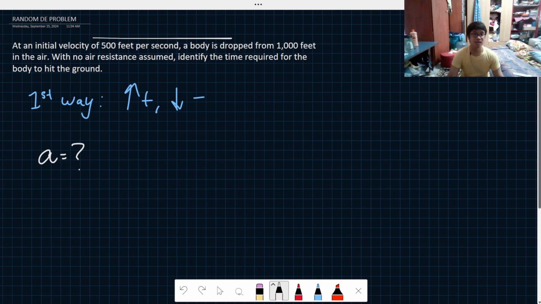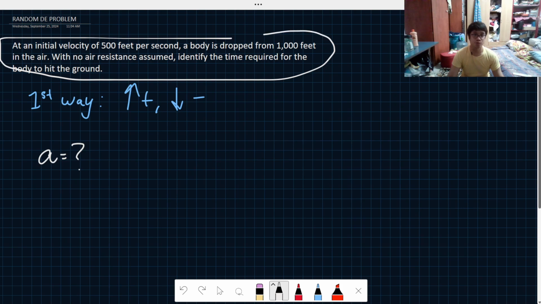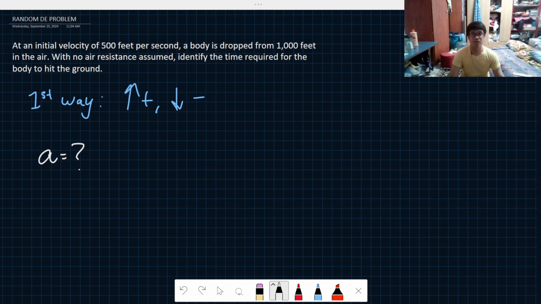Because you see, this is an example of free fall motion. If the scenario is about throwing a ball upward, what happens? You know what happens if you throw a ball upward? It will go up, but once it reaches its maximum height, it will go down afterwards, right? That's also the same thing if you're going to drop an object. For example, I have a TV remote. If I'm going to drop it down, what will happen?